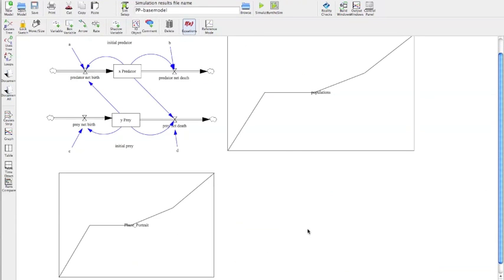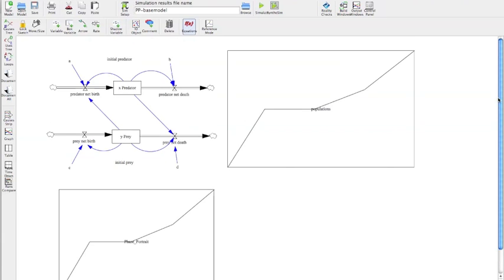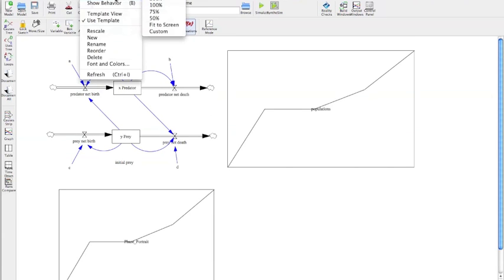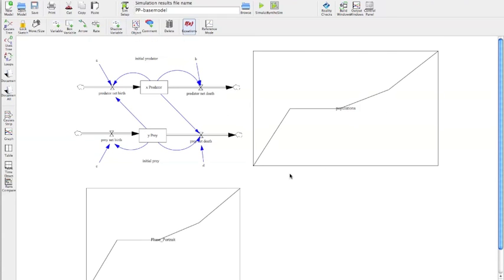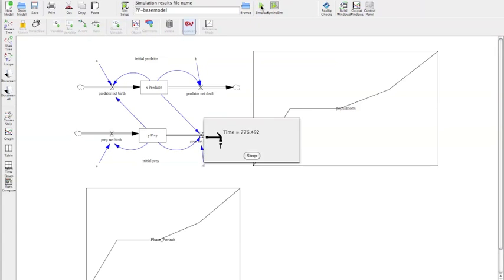Okay, so this should do it. I'm going to fit it to screen. It's probably just as well. All right, and you can see that I've pre-selected a couple of the plots, and we're going to see those. So I'm going to run the model, just as is.